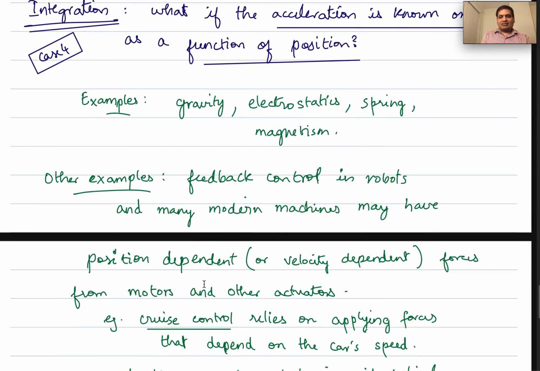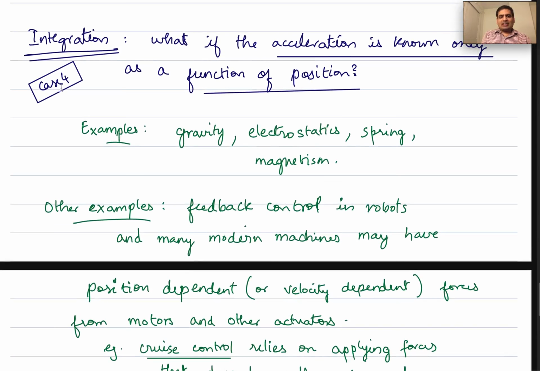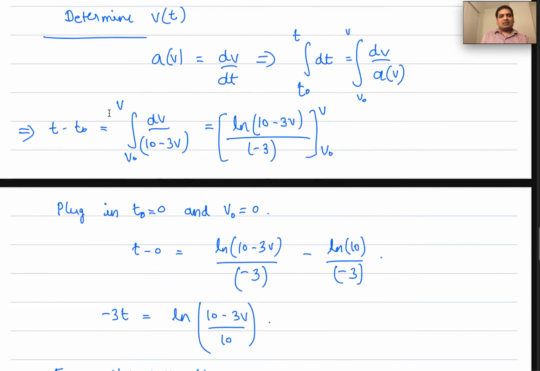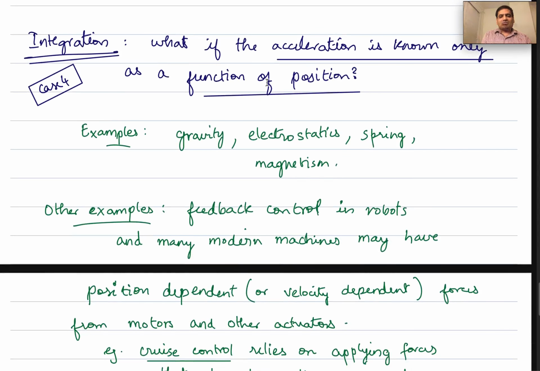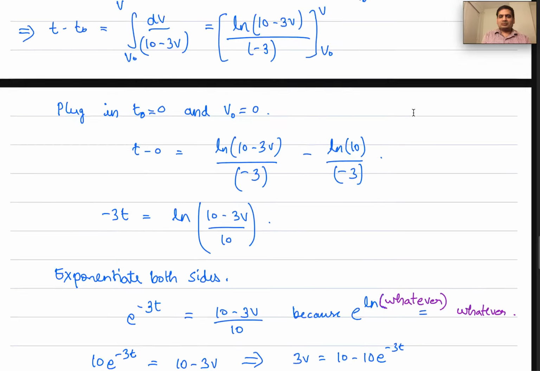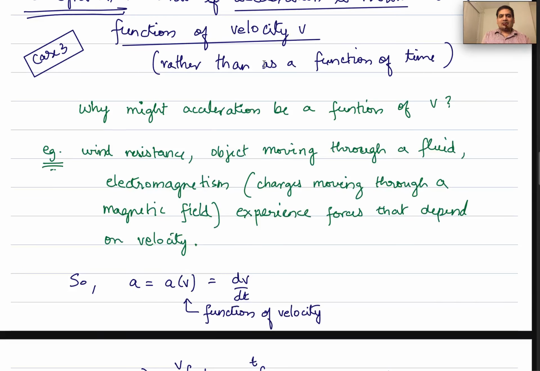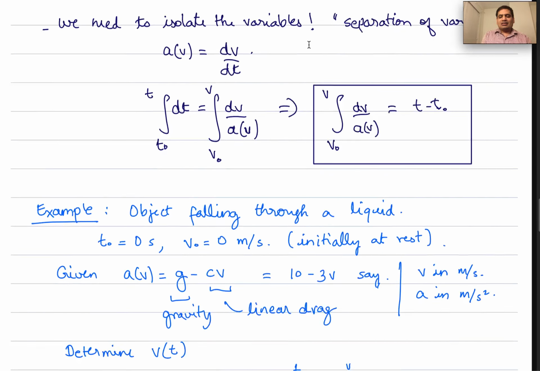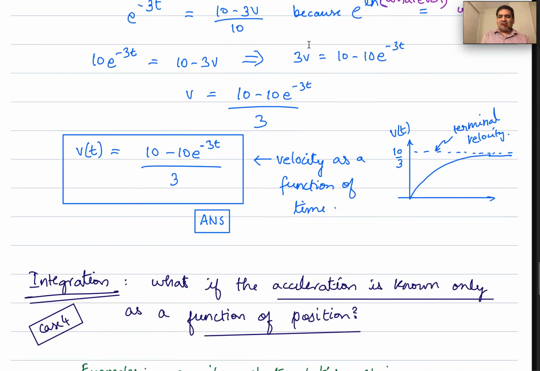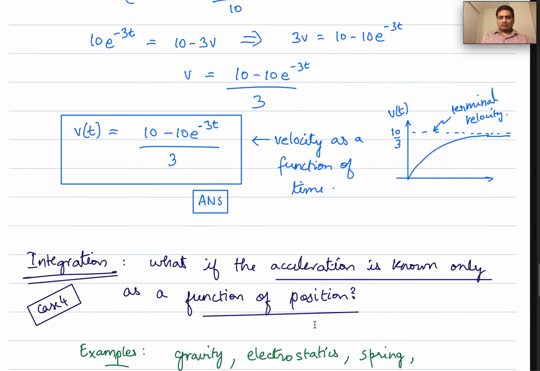So the final thing is case 4, let's say case 4. What if the acceleration is known only as a function of position? Here acceleration was a function of velocity. You might also have situations where acceleration is a function of position.